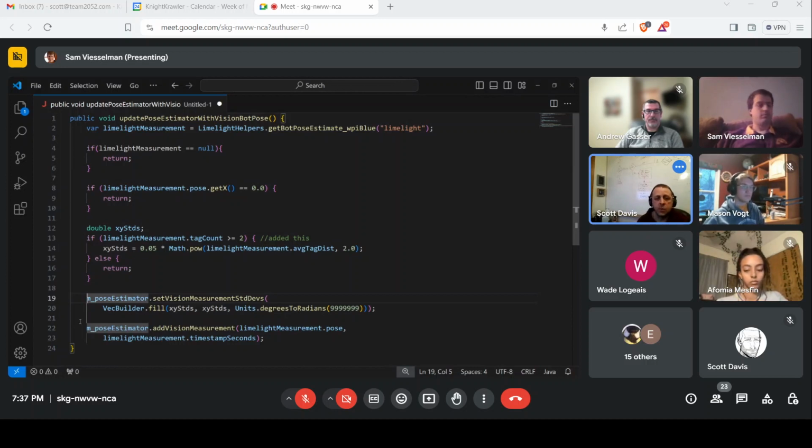That's excellent. We were trying to figure out how to throw away the rotation. We were trying to substitute in the rotation of the robot instead of the rotation of the tag, but this solution of just don't trust it, I like a lot better. We're not manipulating the pose that we get. Instead, we're just saying don't trust that part of it. Yep.